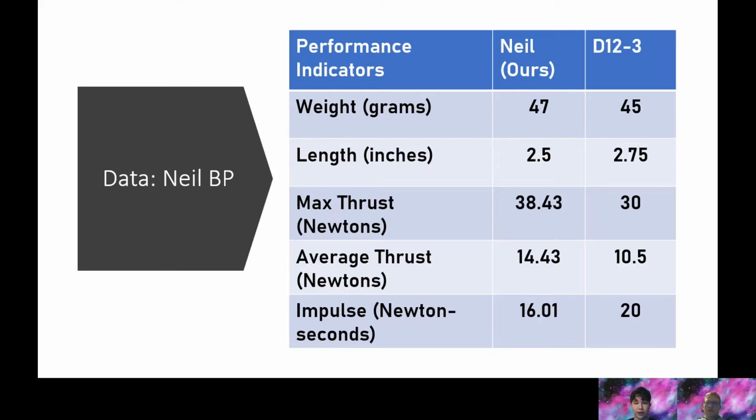So it was a little bit heavier and a little bit shorter, but its max thrust was almost 9 newtons more than the D12. It had almost 4 newtons more on the average thrust side, and its impulse, which is basically like the power rating, was 16.01 newton seconds, which is basically average for a D12.3, because the D12.3 maximum impulse is 20 newtons. It's not always 20 newton seconds.